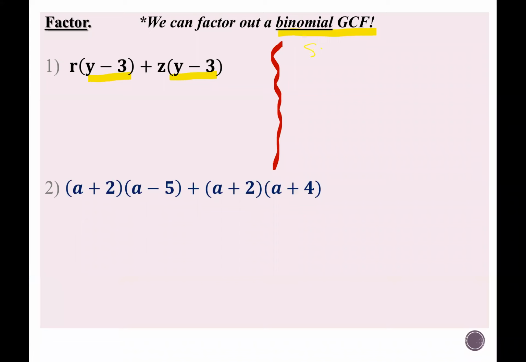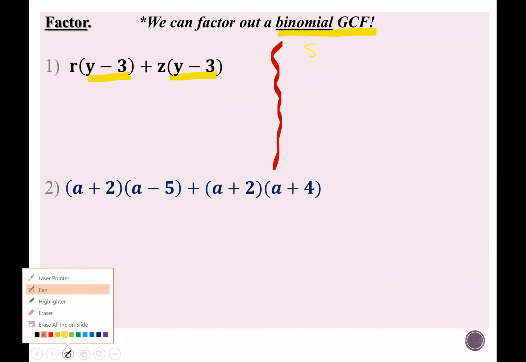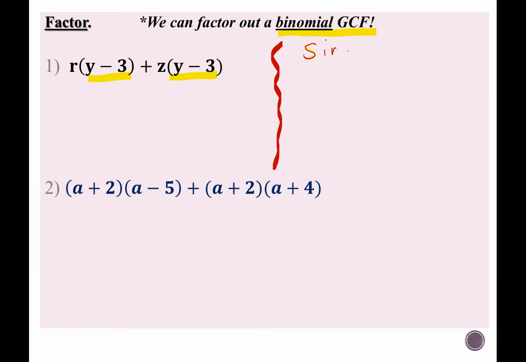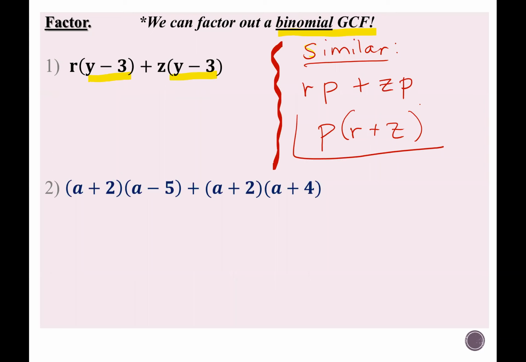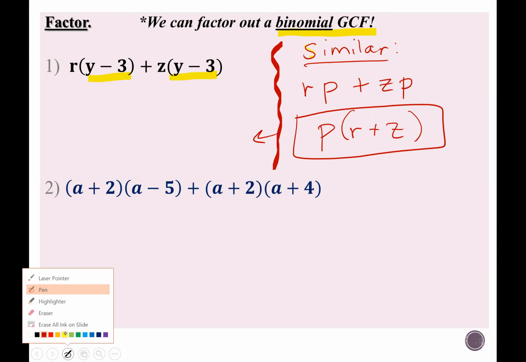So, similar example. Sorry, I don't want that to be yellow. Let's say I had RP plus ZP. I'm just saying P for parentheses. In this problem, RP plus ZP, wouldn't you take out the common factor of P? Then you'd be left with R plus Z. That's essentially what we're trying to do over here, only instead of P, it's a thing in parentheses.